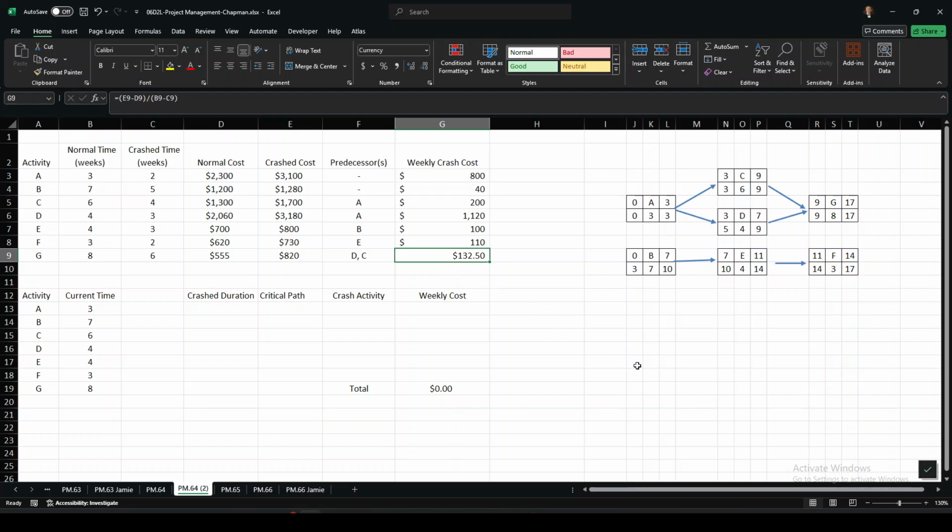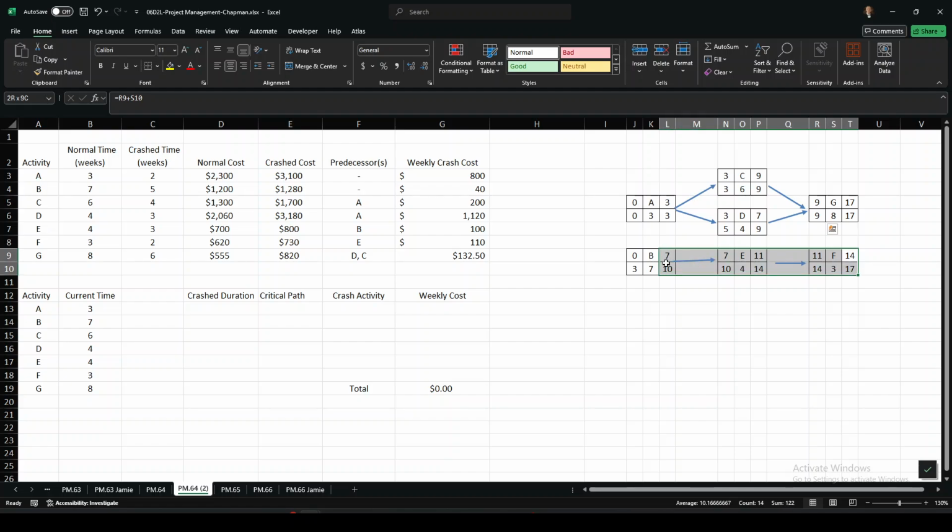Now that we have a crash cost, what we can do is identify where the critical path is. What is the critical path? So if we go back to our project, the critical path is this path with no slack time. And slack time is the difference between these two numbers for each activity. The difference between 17 and 17 is 0. The difference between 9 and 9 is 0 for G. So this is on the critical path. There is no slack time.